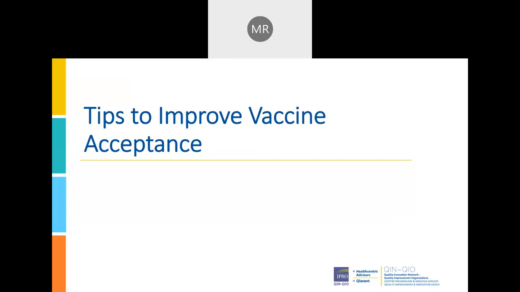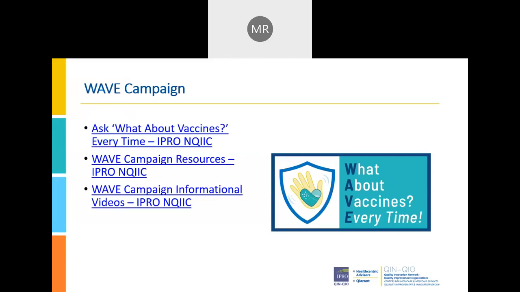So, prevention again. We went back to precautions, and I want to talk a little bit about vaccines, because that is number two way to prevent the spread of communicable diseases that we have a vaccine for. So IPRO has the WAVE campaign, and our slogan is "What about vaccine every time?" So every time a resident or a staff member has an encounter with a provider, they should be screened for vaccines, adult vaccines.